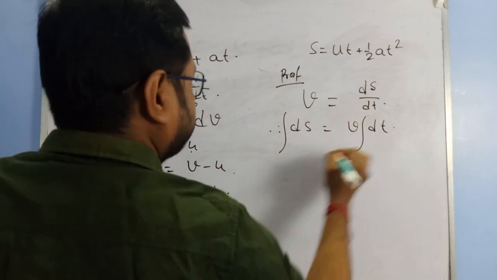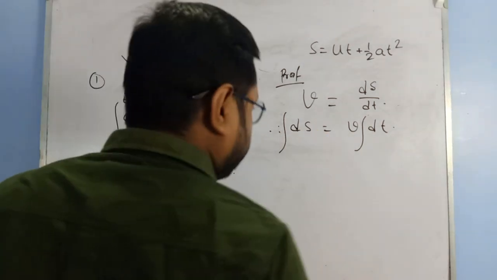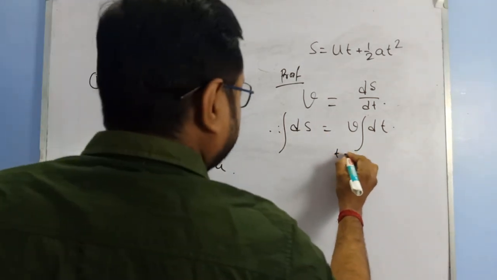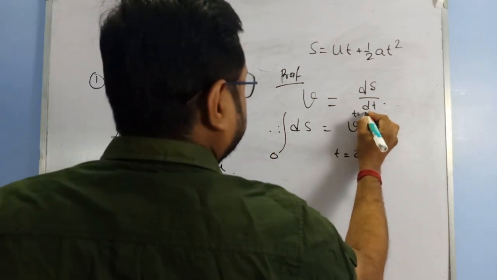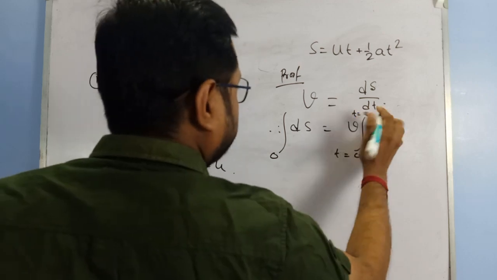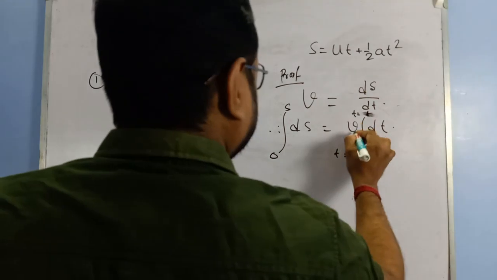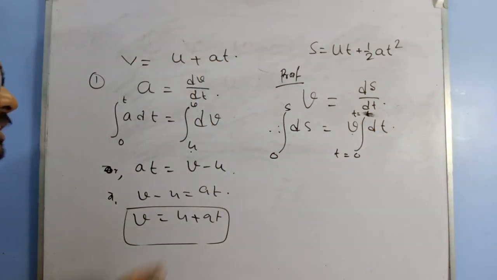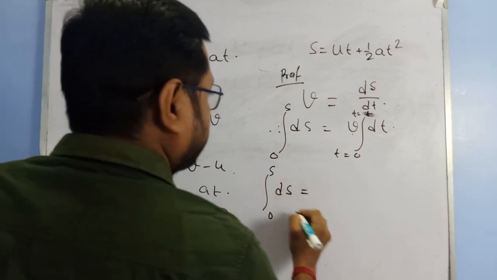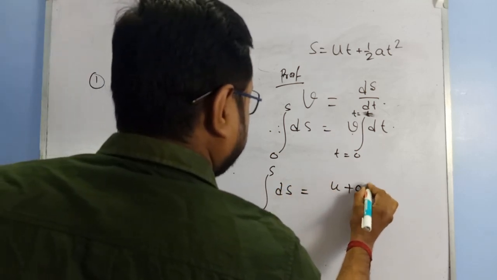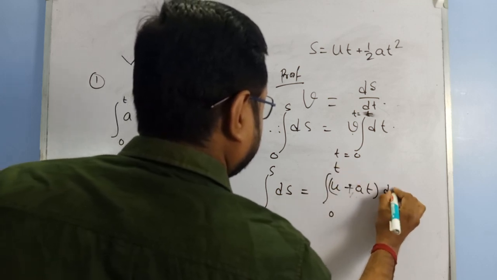Again do the integration. What should be the limits of the integration? We know that at t equals 0, the distance covered is 0. At t equals t, the distance covered is s. But here we shall put v equals u plus at in place of v. So integration from 0 to s of ds equals integration from 0 to t of (u plus at) dt.